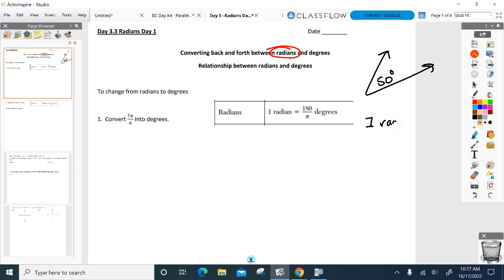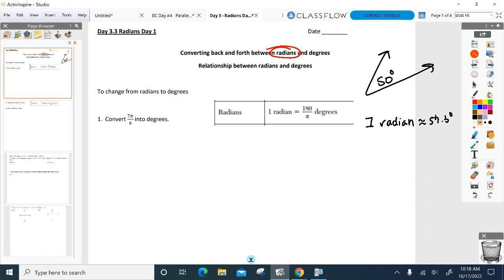1 radian is about 57.3 degrees. That's how you can kind of visualize it. 1 radian is about 57.3 degrees. Now that's rounded. Okay, that's rounded. Look on your sheet.